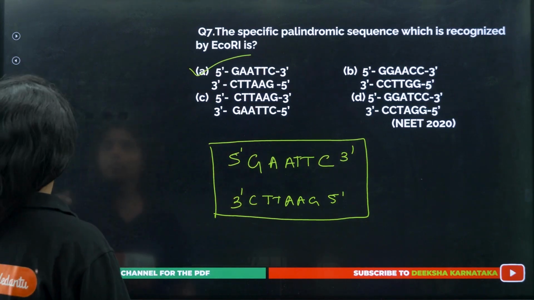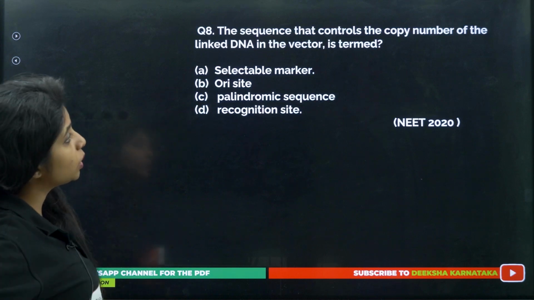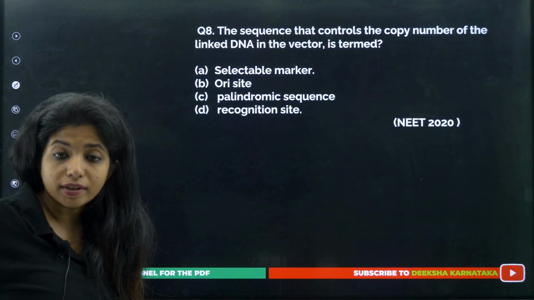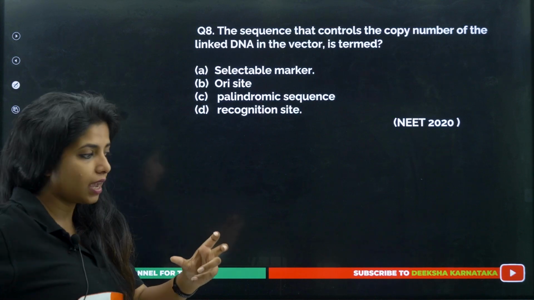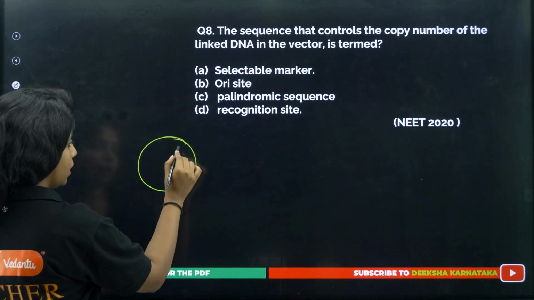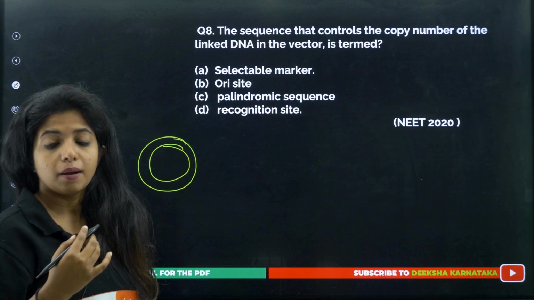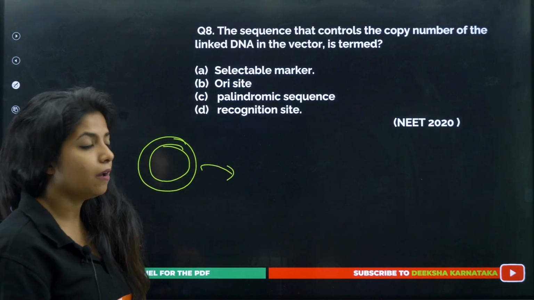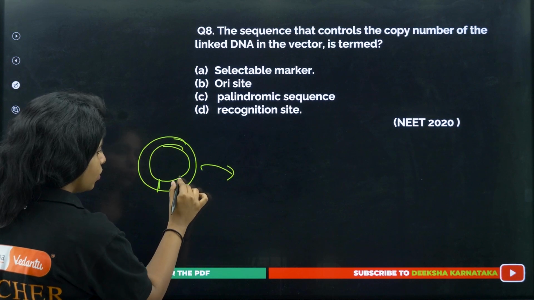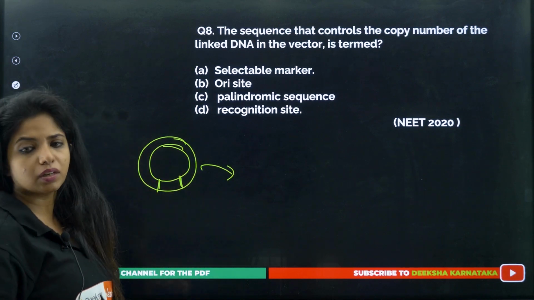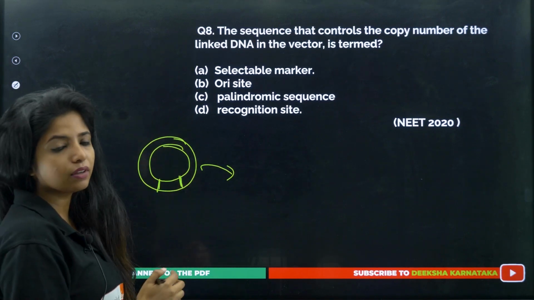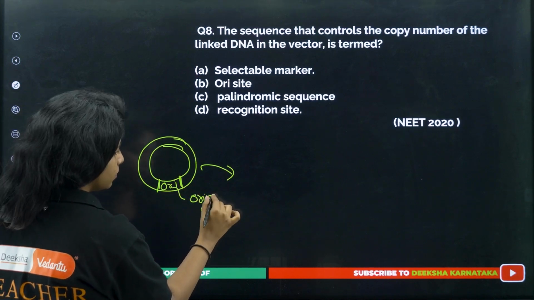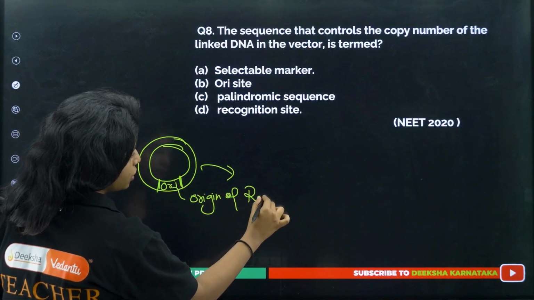Cool. Chalo. Going ahead. Question number 8. The sequence that controls the copy number of the linked DNA in the vector is termed. The sequence that controls the copy number of linked DNA, as in, for example, this is a plasmid. How many times this particular plasmid will undergo replication, how many copies it will make, is decided by a specific site. Okay, in the plasmid or in the DNA sequences, the normal linear DNA that we have, that site is known as the ORI site, that is origin of replication.